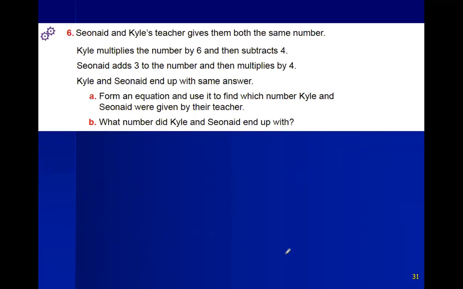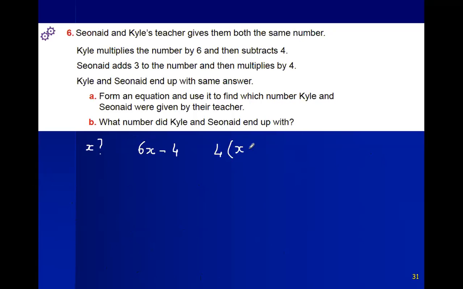So the next exercise, I've got Sinead and Kyle's teacher gives them both the same number. Kyle multiplies the number by 6 and then subtracts 4. So basically, let's call that number x. So we're looking for x, a number. So it's 6x take away 4 for the first one, whereas Sinead adds 3 to the number and then multiplies by 4. So 4 times (x plus 3).